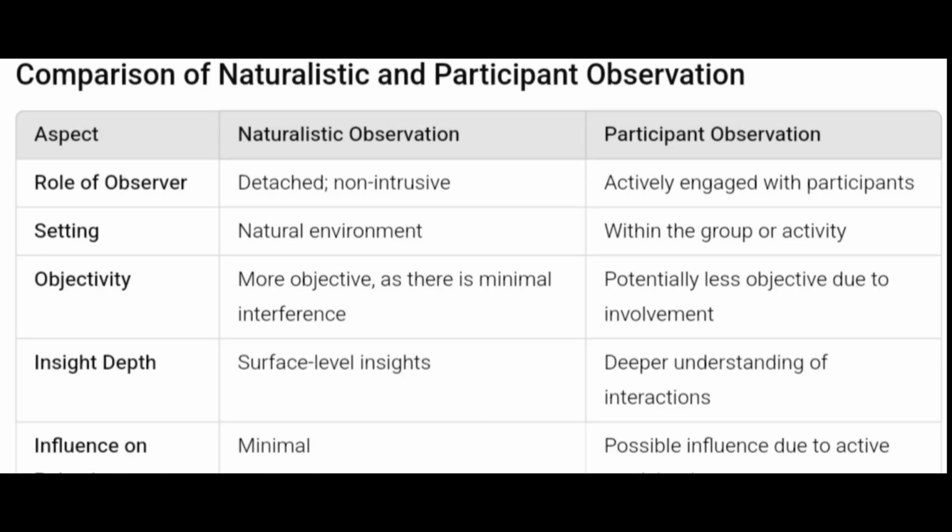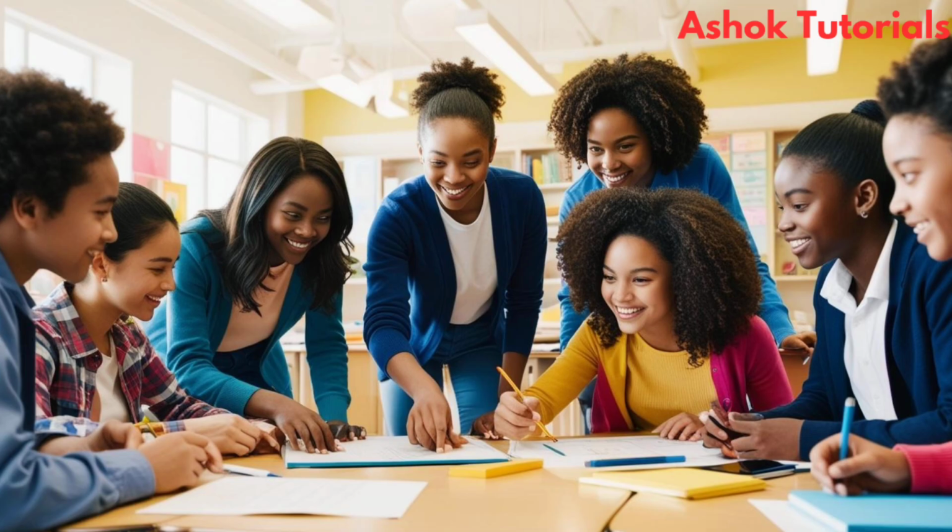So we have studied the two types of observation method in child study, that is naturalistic observation and participant observation. I think it will be better if we compare and see what is the difference between these two types of method. The main basic difference is that in the naturalistic observation method, the teacher or the observer is not participating in the process and is observing the child naturally.